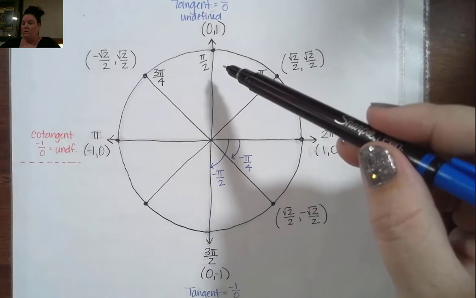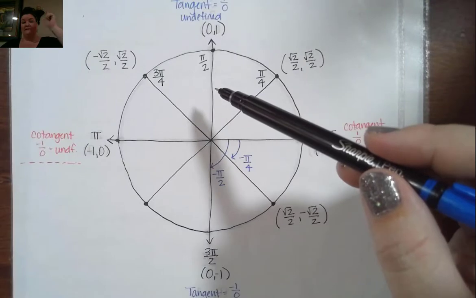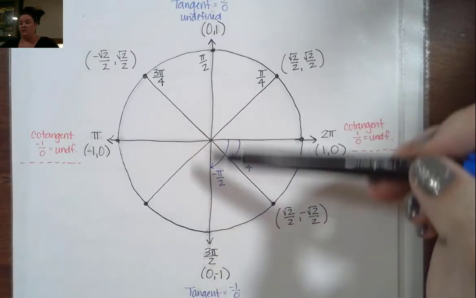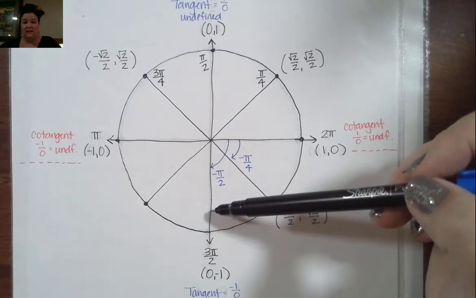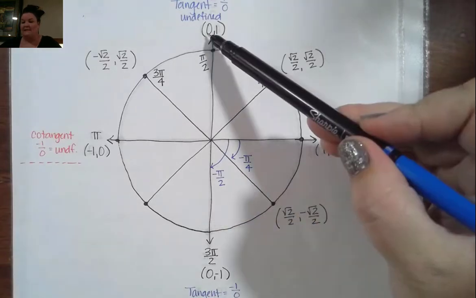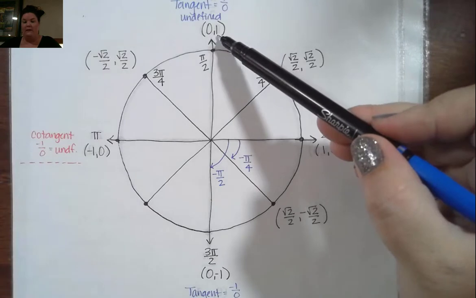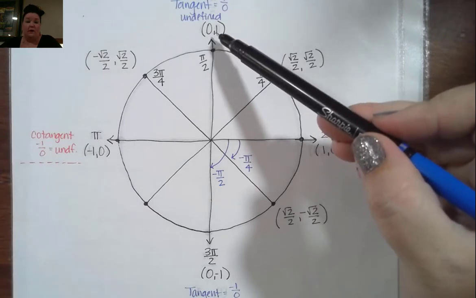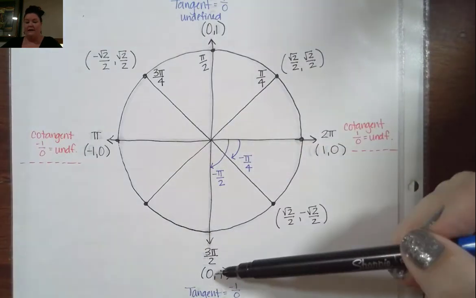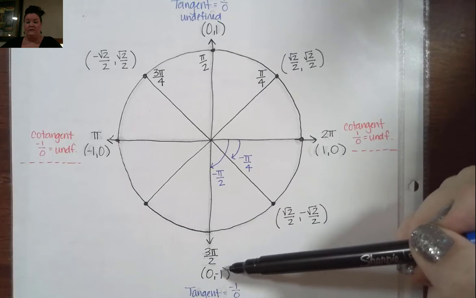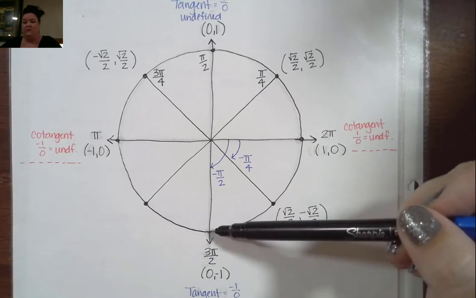Now, when we start talking about the reciprocal, these two values no longer give us issues, because when we do cotangent, we're going to be doing the x divided by the y. So this one would just equal 0. It's not an issue for cotangent, right? And the same thing down here. This one would be 0 divided by negative 1, which would just be 0. So this one's not an issue for cotangent.